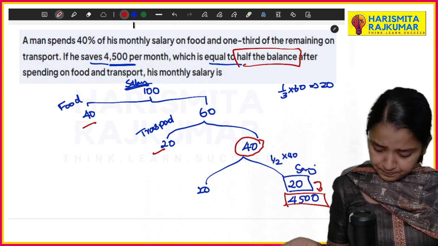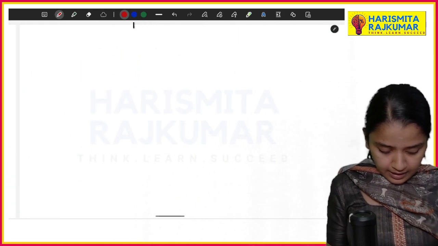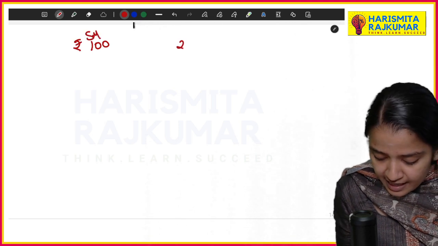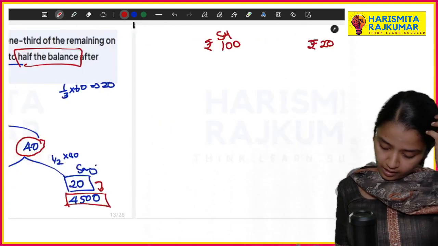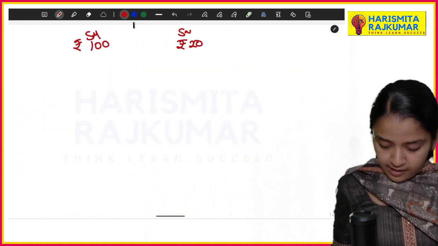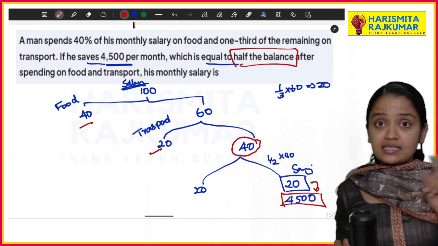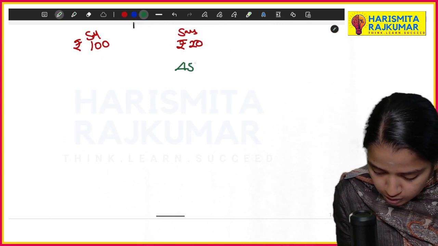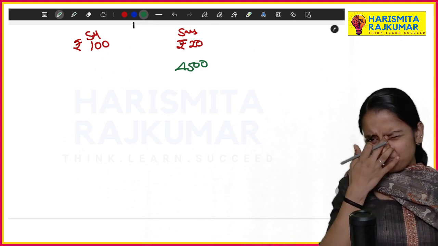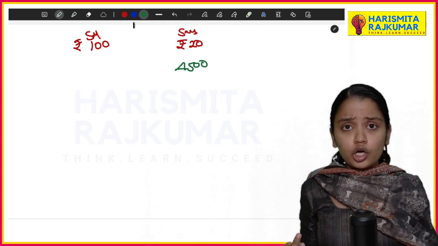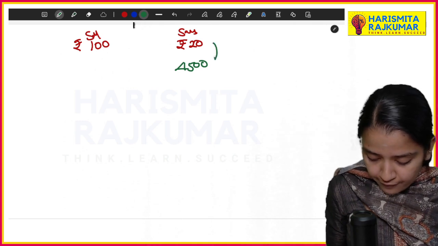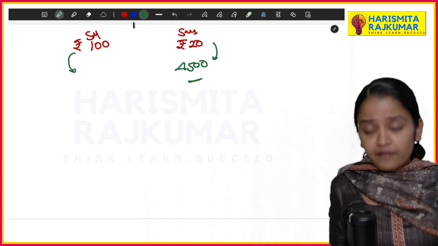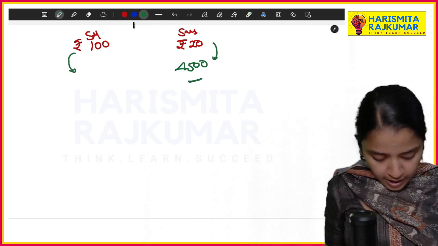So basically in a 100 salary, he saves rupees 20. Now the actual saving, like the previous problem which we solved in part 1, is 4,500. So what do we have to multiply to get 4,500? If you find the relation, the same relation holds for the salary. So for what salary would he save rupees 4,500?